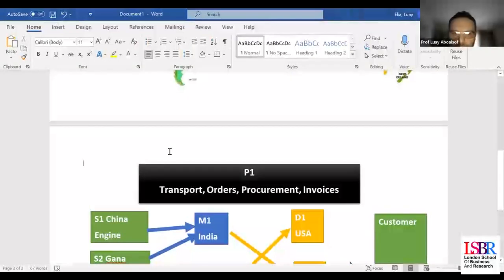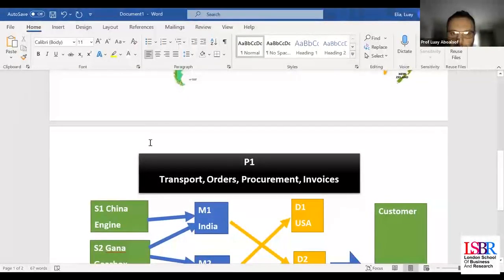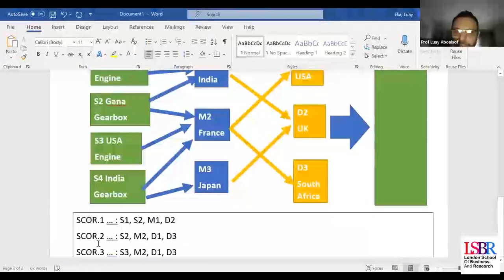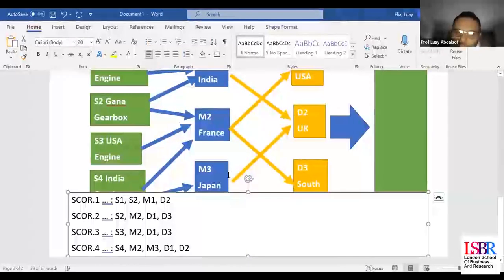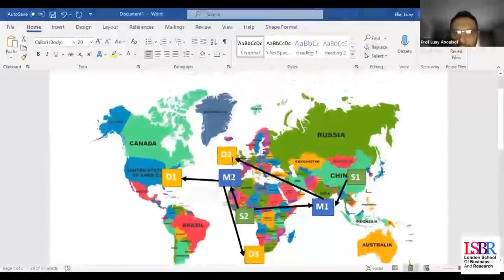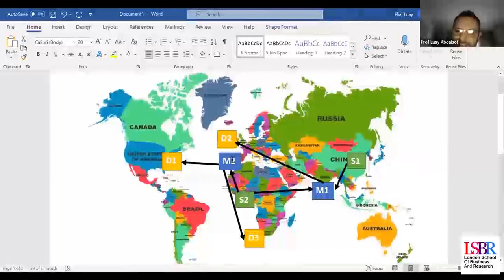And now I have the SCOR 1, 2, 3, and 4. What do I want to achieve? I'll show you in a minute, and you will agree with me. Now, looking at S1, going from China to manufacture in India, that means it makes sense. Why? Because it's closer. Shipping is at a minimum. Maybe cost is minimum, efficiency is the best.